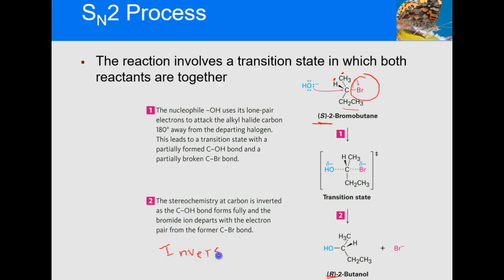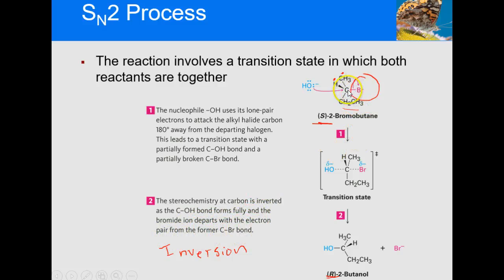Right, inversion of configuration. That's what an SN2 reaction does. You will get 100% inversion. Okay, there's also some notes in here that talk about the stereochemistry being inverted as the C-OH bond forms fully and the bromide ion departs with the electron pair from the former C-Br bond.